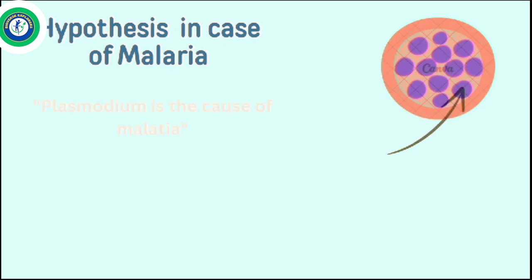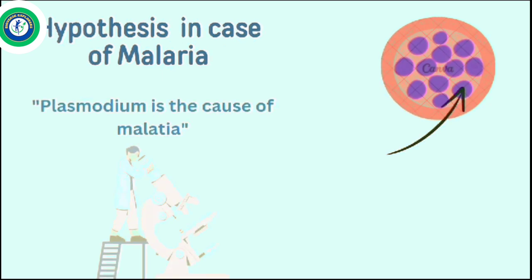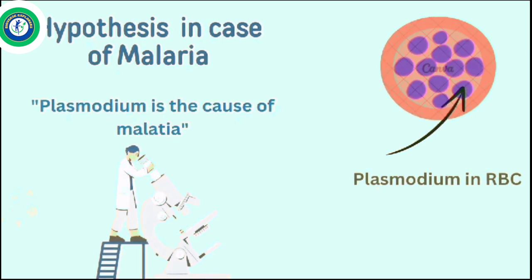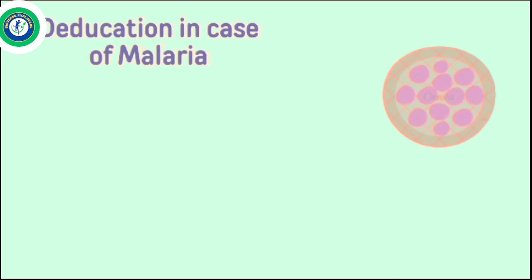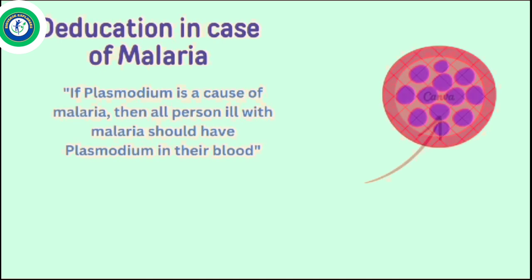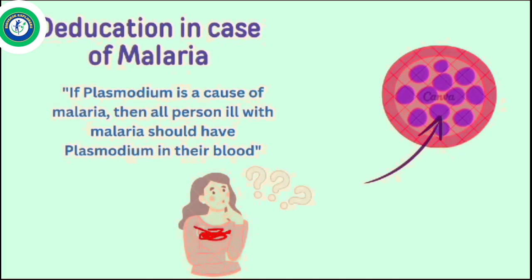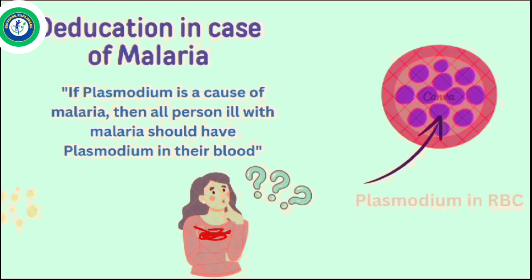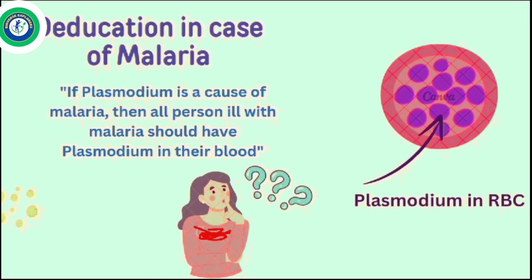Hypothesis in case of malaria: Plasmodium is the cause of malaria. Deduction in case of malaria: if Plasmodium is a cause of malaria, then all persons ill with malaria should have Plasmodium in their blood.